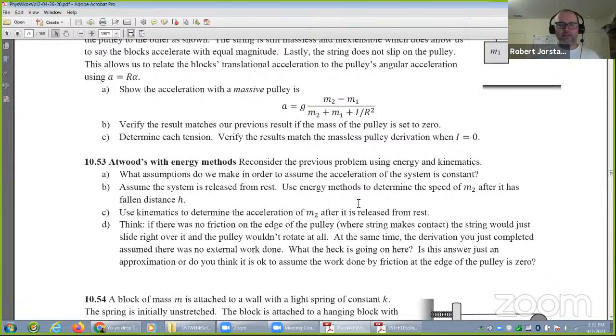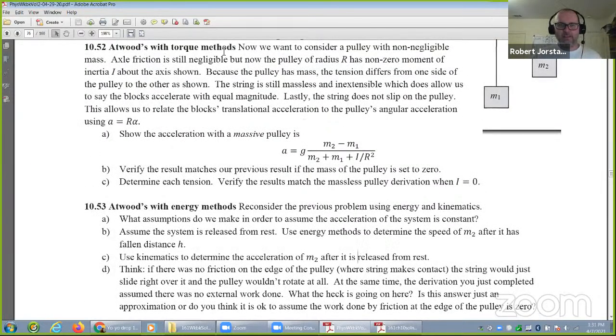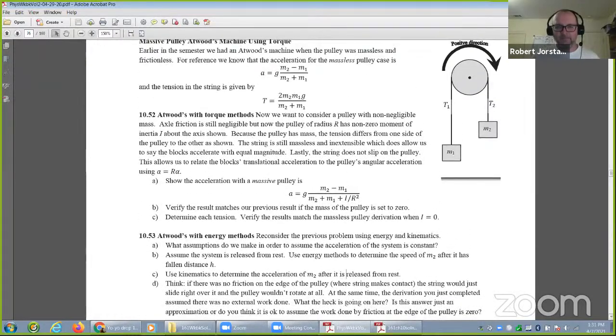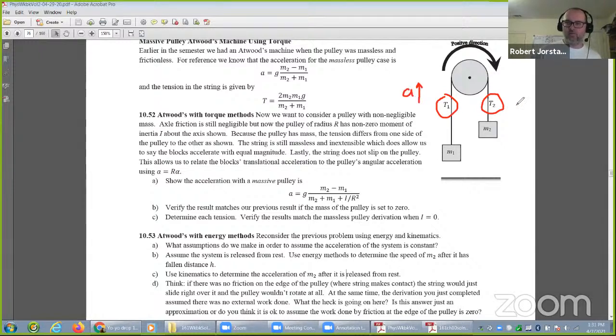All right. So let's look at the next one now. I think we're at 10.53. Let me make this a little bit smaller so we can see everything at once. Okay. So we're talking about this Atwood's machine. In the previous problem, 10.52, I said the tensions aren't equal, but that the accelerations were the same.